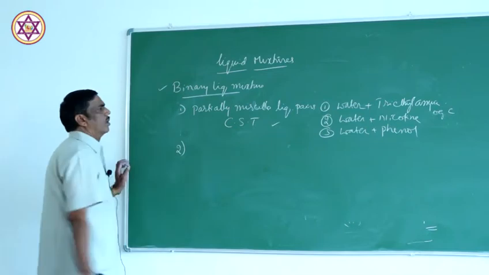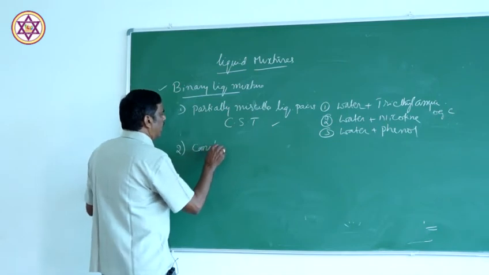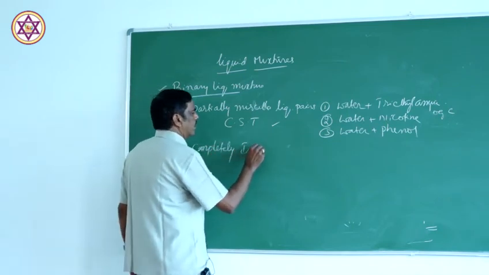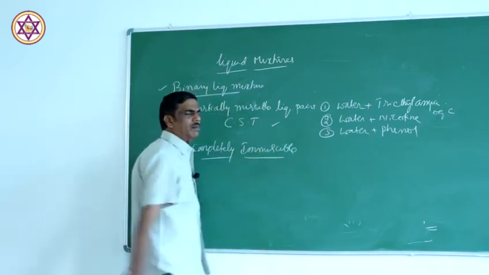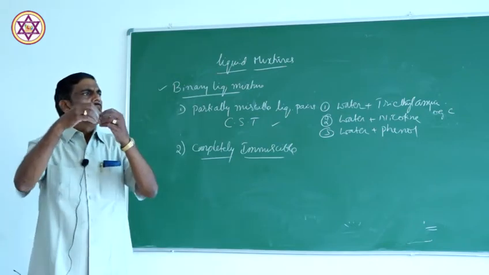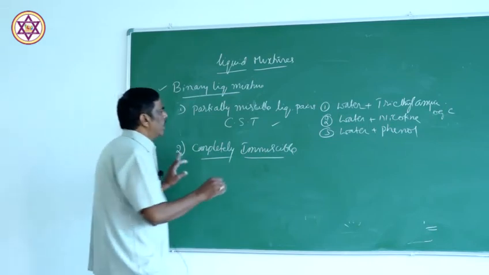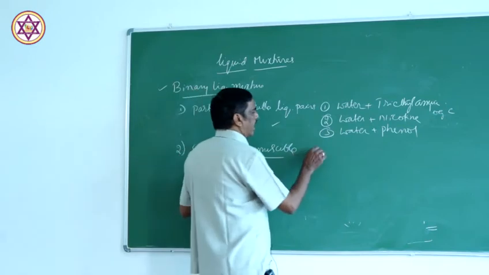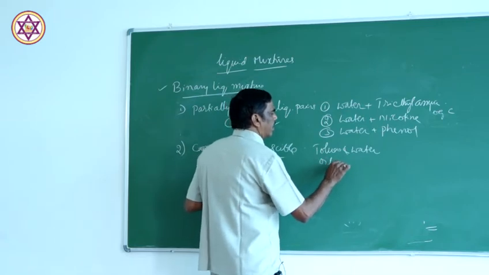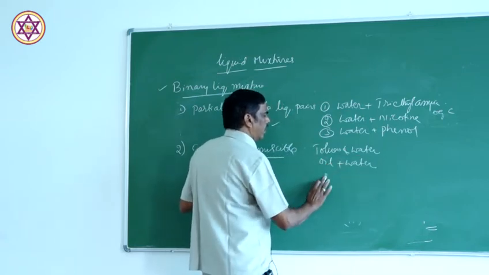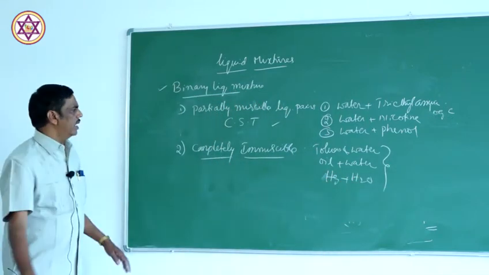Another type of binary liquid mixture is completely immiscible liquid pairs. In these completely immiscible pairs, there is no solubility at all, not even 1%. Completely they are insoluble. For example, you can take toluene and water, oil and water, mercury and water. These are completely insoluble.